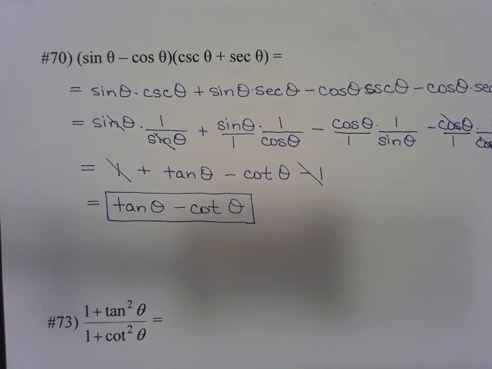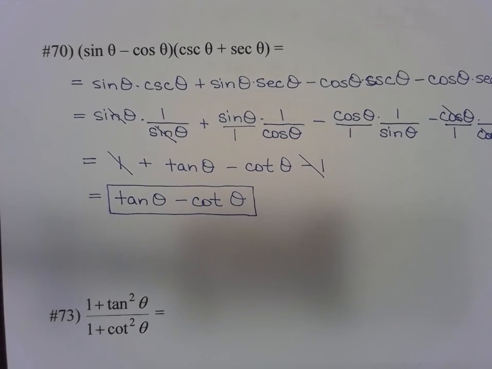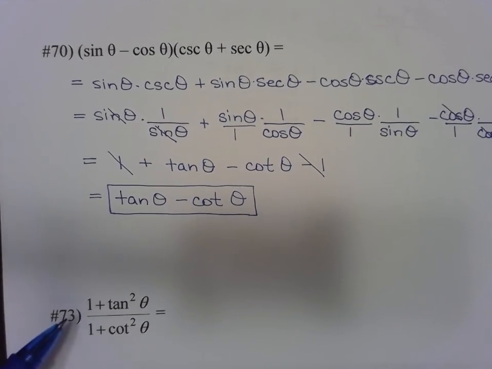I picked these examples just to kind of give you a taste of all the different types of strategies and techniques, and we'll develop those further as we go along. How about one more? This time we have 1 plus tangent squared of theta divided by 1 plus cotangent squared of theta.